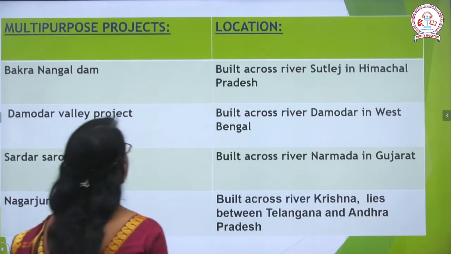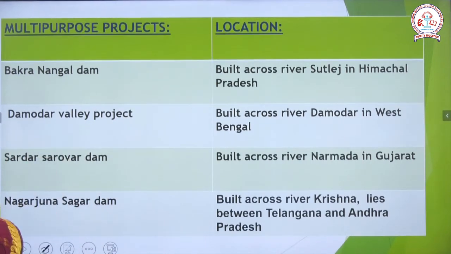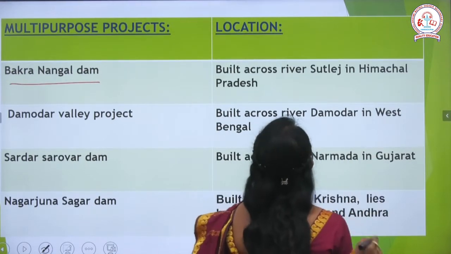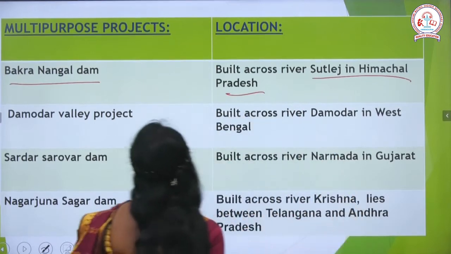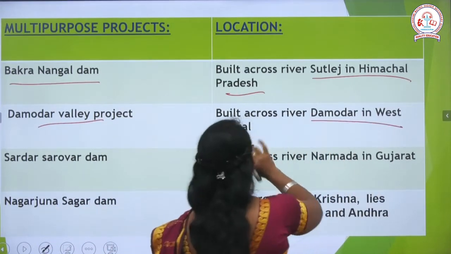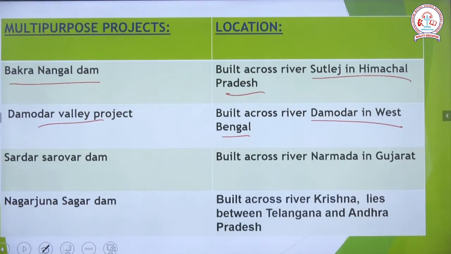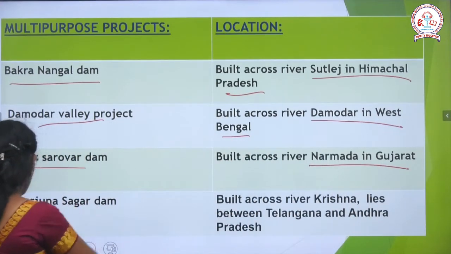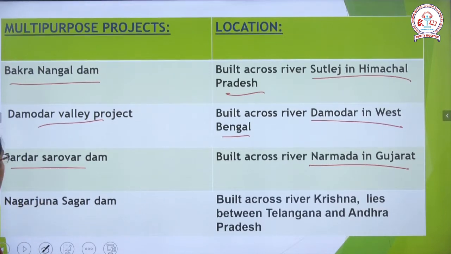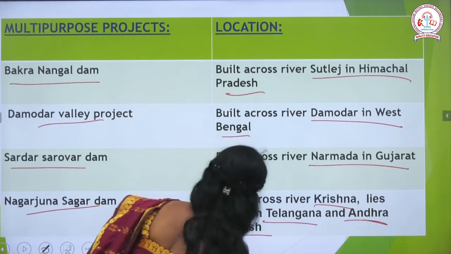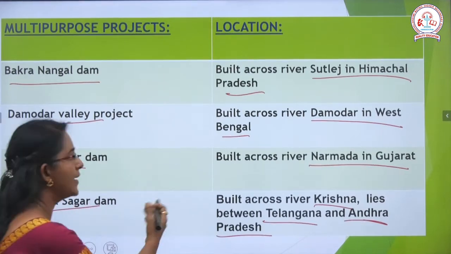So multi-purpose projects and their locations. What are the multi-purpose projects and where are they? So now we are going to see Bhakra Nangal Dam. Where is it? It is built across river Satluj in Himachal Pradesh. Next, Damodar Valley project. It is built across the river Damodar in West Bengal. Next, Sardar Sarovar Dam, built across Narmada in Gujarat. Next, Nagarjuna Sagar Dam. It is built across Krishna, and lies between Telangana and Andhra Pradesh. So these are the multi-purpose projects and the places where they are.